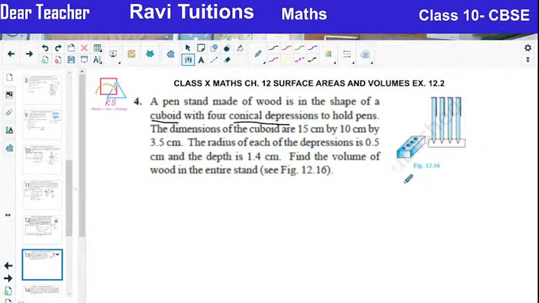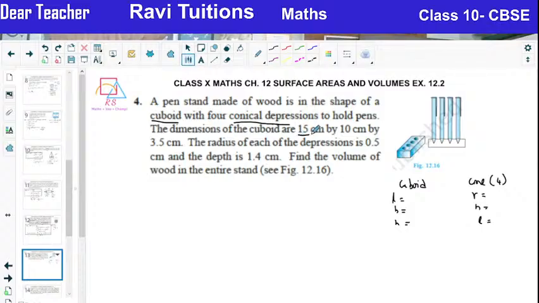So here we have two shapes. One is a cuboid, the other one is a cone. There are 4 conical depressions. These holes are in the shape of a cone. The cuboid has length, breadth, and height, and the cone has a radius, height, and slant height. So these are the measurements we have to find from the problem.